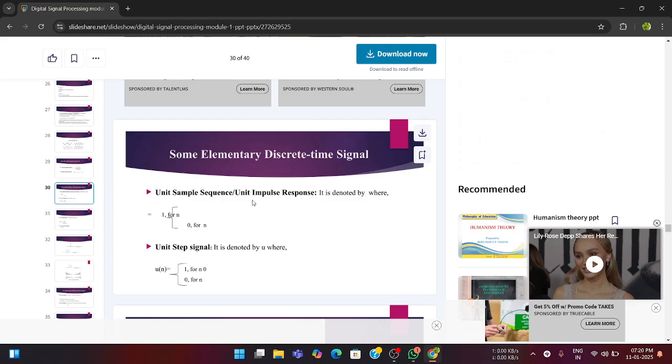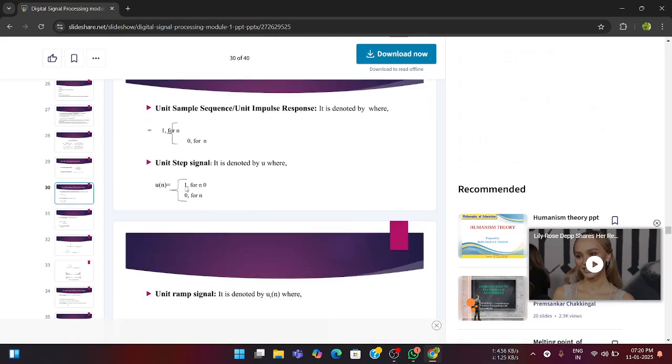According to its definition, the value of delta of n is 1 for n equal to 0, and the value of delta of n is 0 for all values of n not equal to 0. This is the unit sample sequence.